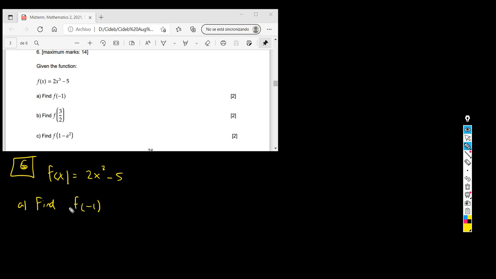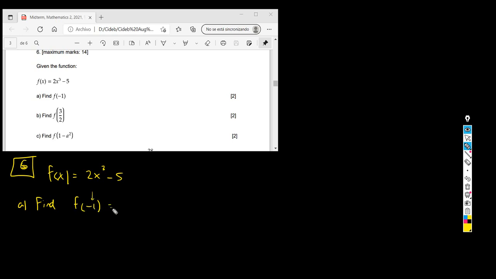Remember, what this means is evaluate. There are several ways by which you can understand this symbol. This can be said to be an evaluation of f at this value of the input. Or you can also read it sometimes as calculate f of minus 1, or say f of minus 1, the value of f at x equals minus 1, etc.